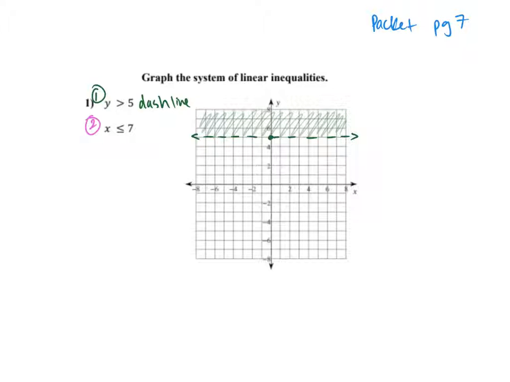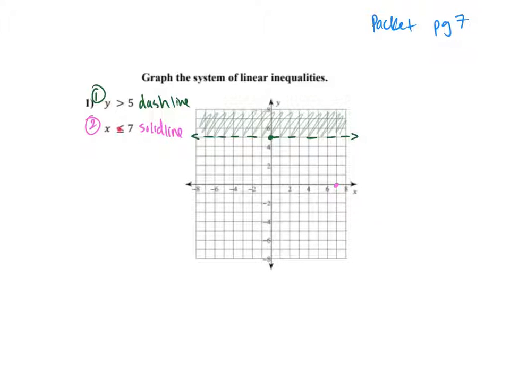Now we're going to figure out the second equation. I'm done with the first equation. The second equation is x is less than 7. When x is by itself and just a number, it is a vertical line. But if you didn't know that, all you have to do is go to the x-axis and plot x equals 7. So x equals 7 is right here, and it is a solid line.